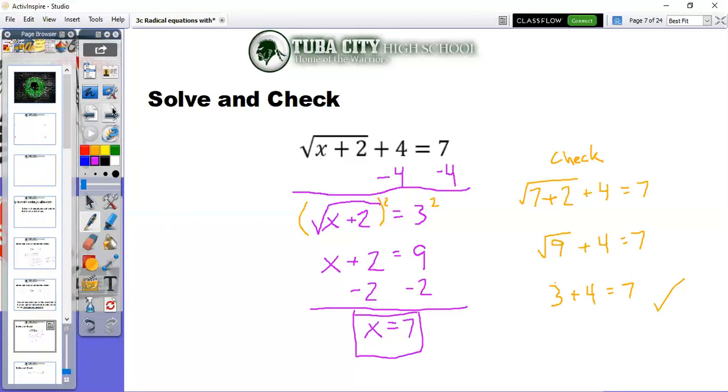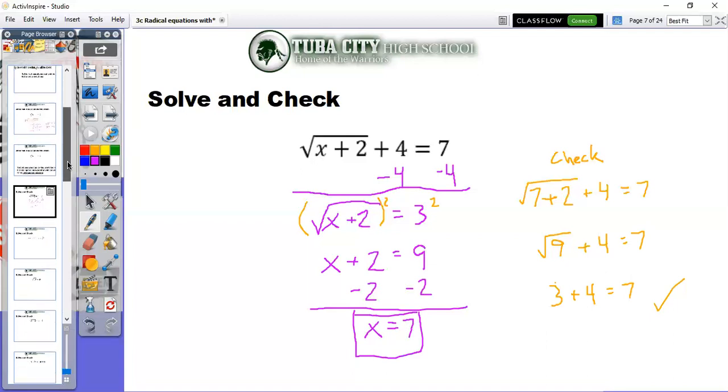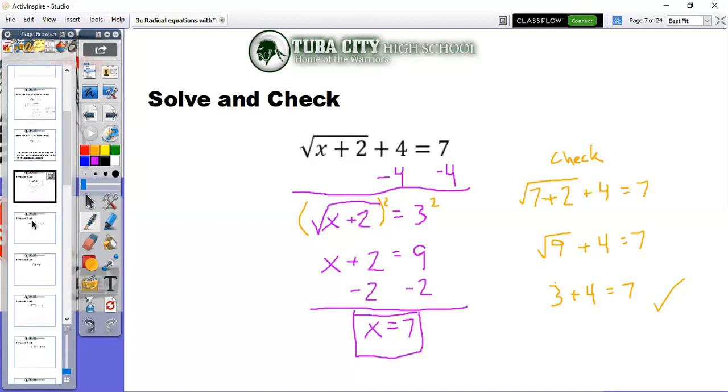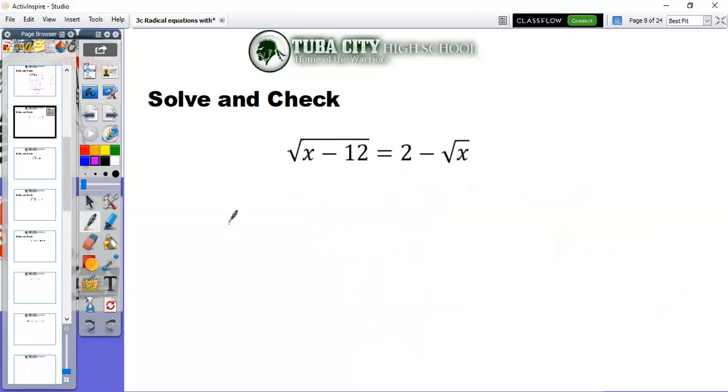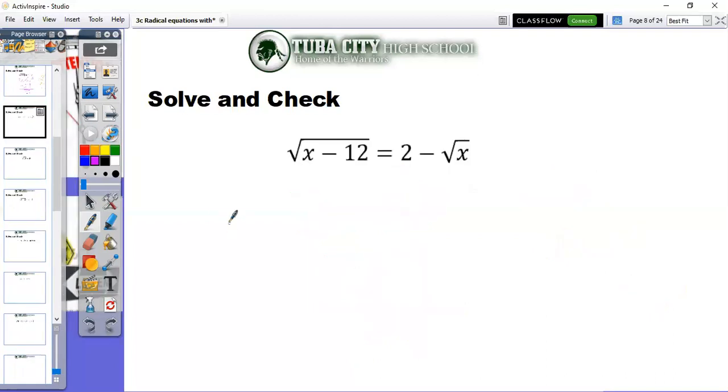All right, nothing tricky with this one. This one seems very, very similar to a lot of the other ones we've worked with already. So let's go ahead and move on and try some other ones.